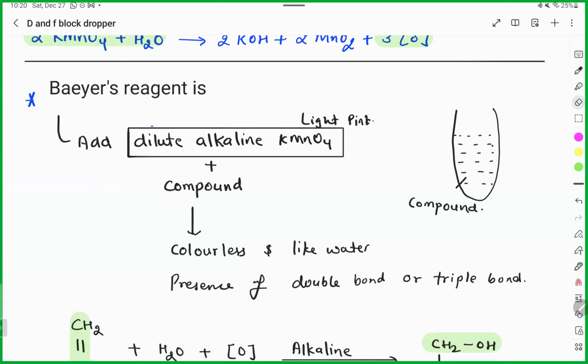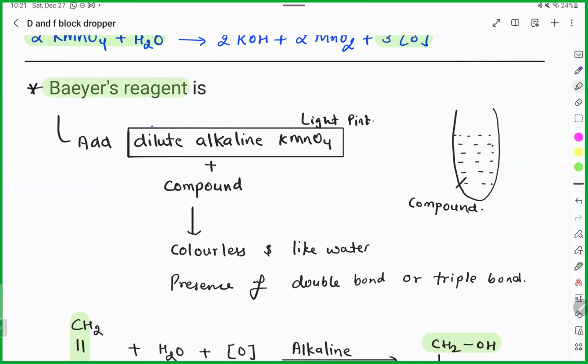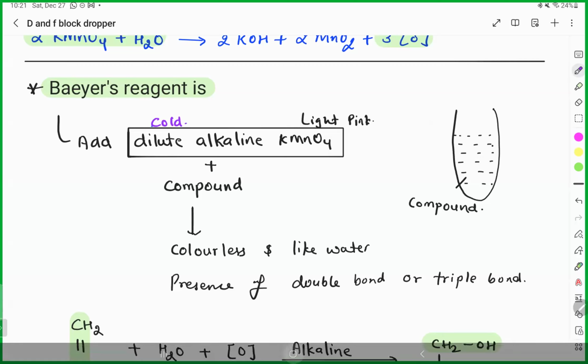Any doubt? Any idea? So what's your question? Where is Bayer's reagent given? Then sir, like in the test for alkenes and alkynes, right? Yes, sir, it is given in alkene, glycol. In hydrocarbons we have this step. In hydrocarbons, do you remember we did this? I will show you.